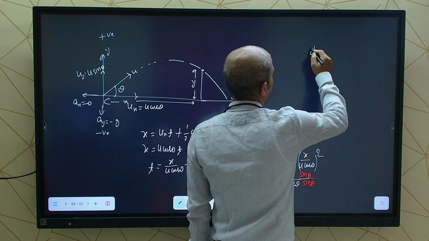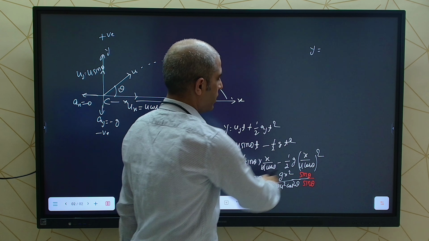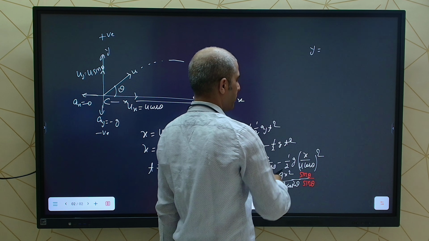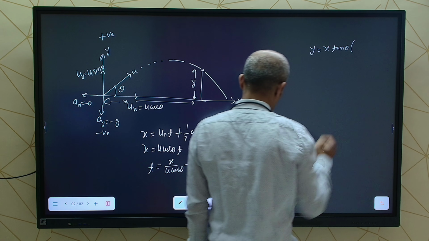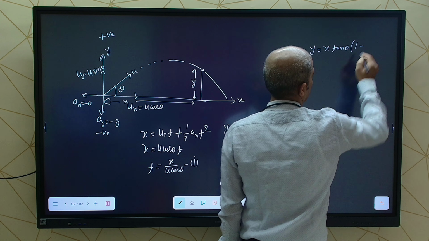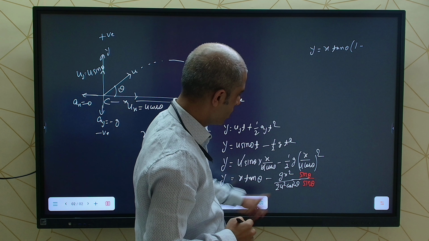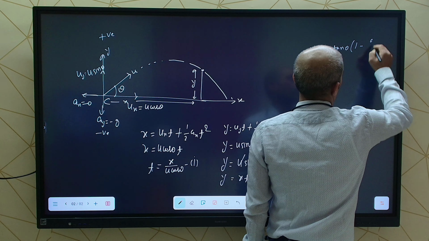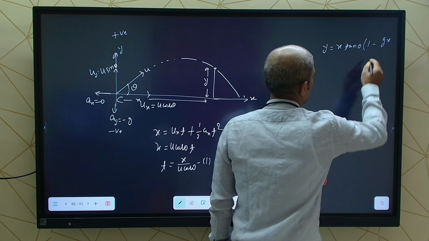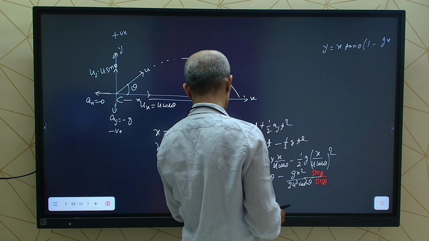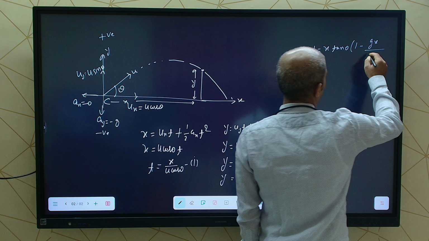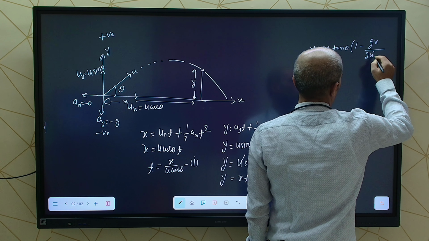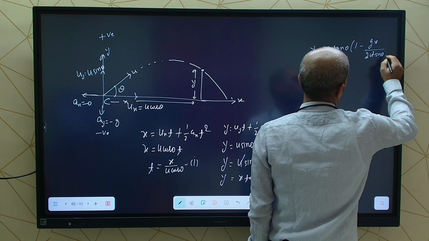Then the value of y, and the x is common in both the expressions. So I can take x tan theta as common. Then the remaining thing left is 1 minus g x upon 2 u square sine theta cos theta.